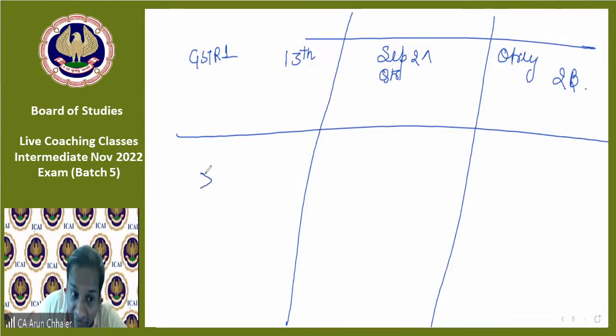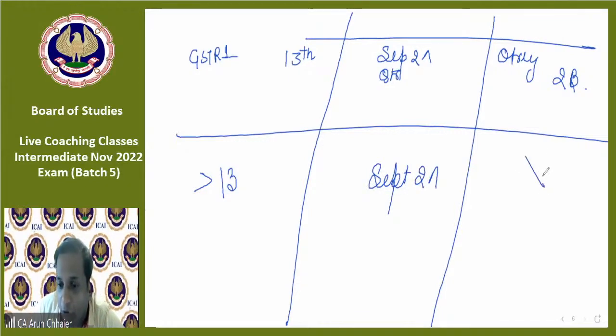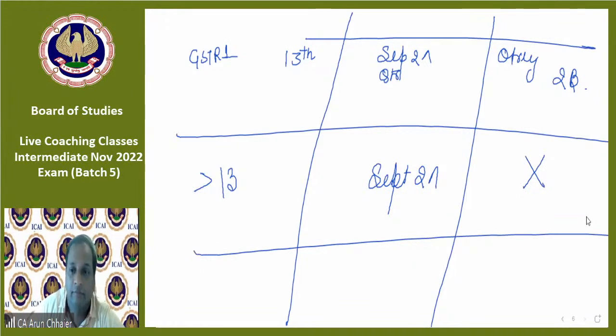But suppose it is being furnished after 13th. It is available in the September quarter 2A, but it will not be available in the 2B of that month or quarter. It will be available in the next period. It will carry forward to the next period in case of the 2B.